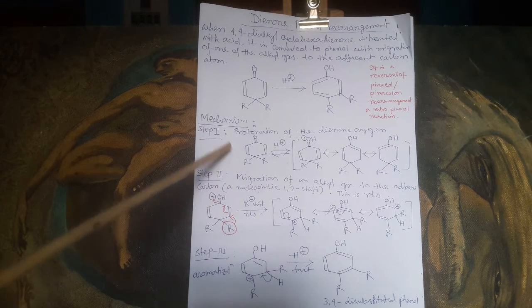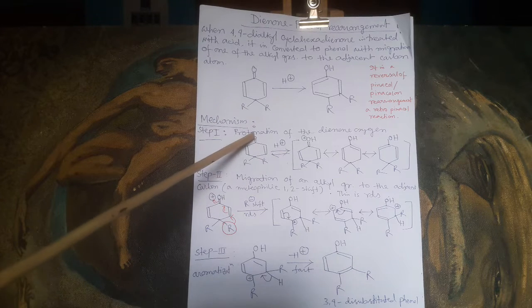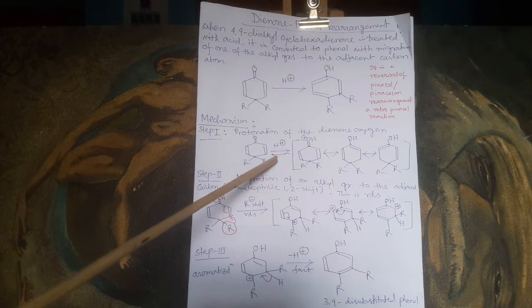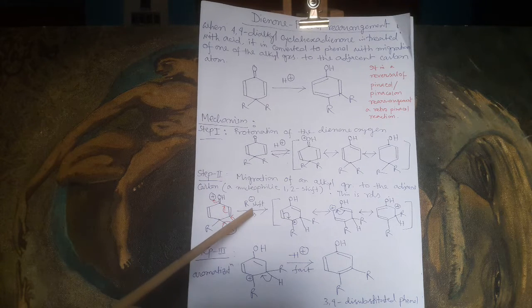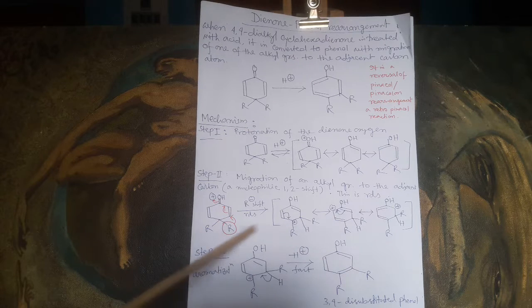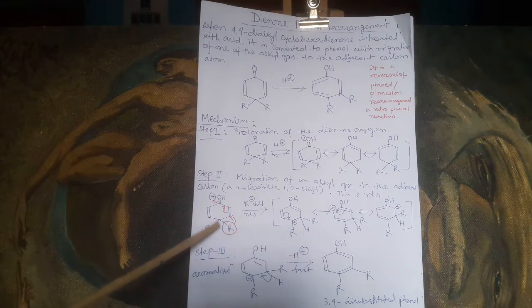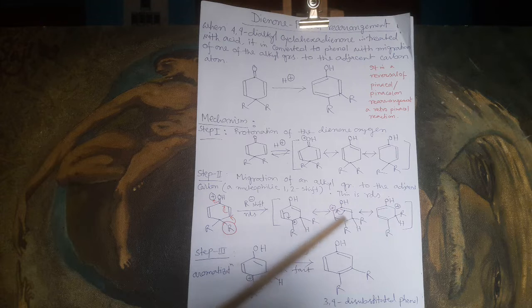What is the mechanism? In the first step, in the presence of acid, firstly there is protonation of the dienone oxygen. In the second step, the R shift happens: this alkyl group shifts to the adjacent carbon atom, and this step is the rate determining step. After migration of this alkyl group, a carbocation is formed, which is a stable carbocation.